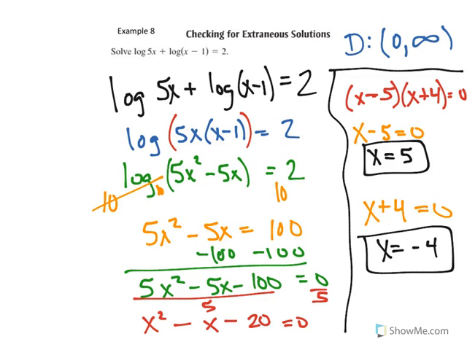happen is, if I go back and check 5, okay, I can take 5 times x, or 5 times 5 is 25. I can take log of a positive number, and I plug 5 in for the x minus 1 here. I get 5 minus 1, which is 4. So that's okay. But the problem is the negative 4, if I plug it in up here, I'm taking log of a negative number, and that can't happen. So that's why the negative 4 doesn't work.